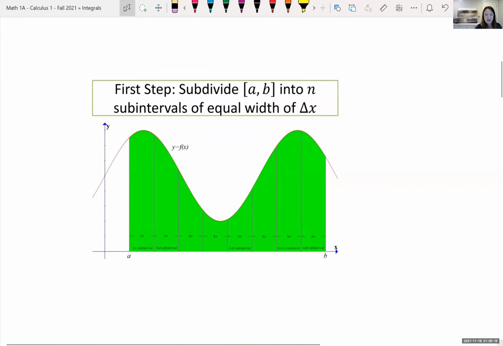Okay, so the first step is to subdivide our interval [a, b] into n subintervals of equal width. We're going to call that width the change in x, delta x. So we're going to figure out what that width is, and then make each rectangle that width. Each width in here is the change in x.